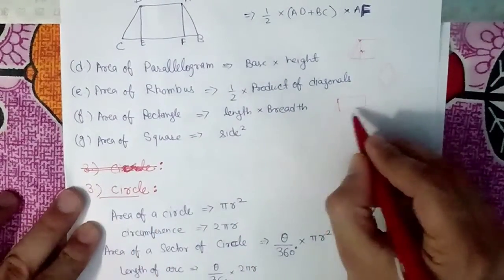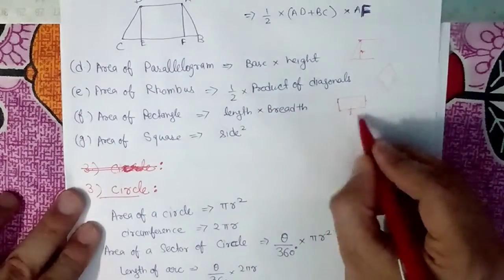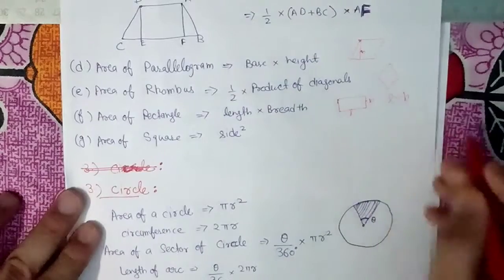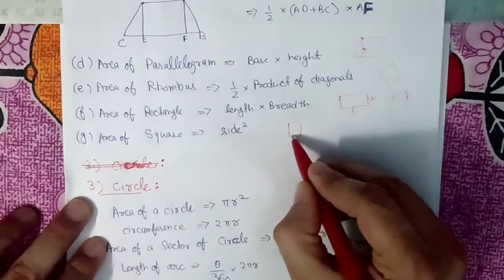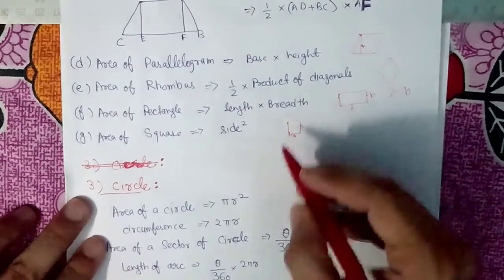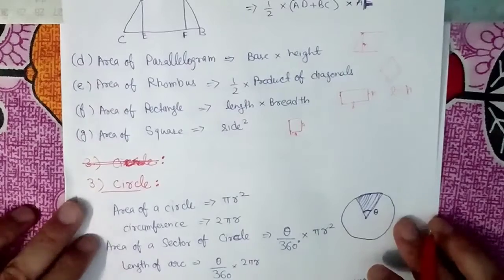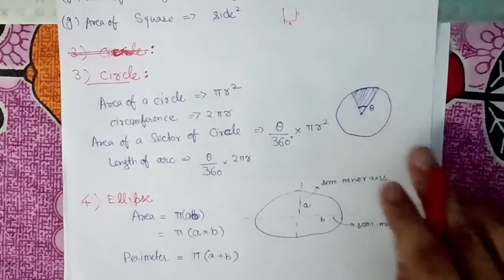So this is a rectangle, this side into this side will give you the area of a rectangle. Area of a square: this is a square where all sides are equal. A into A, the side squared, will give you the area of a square. Next structure, circle, we have with us.